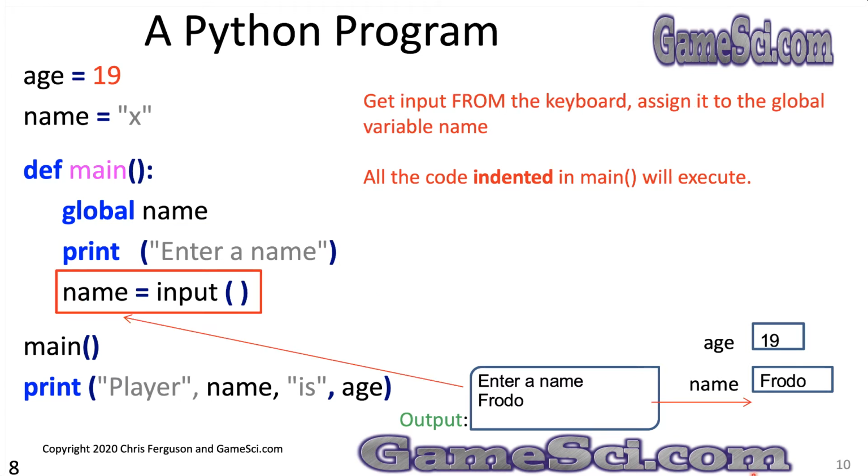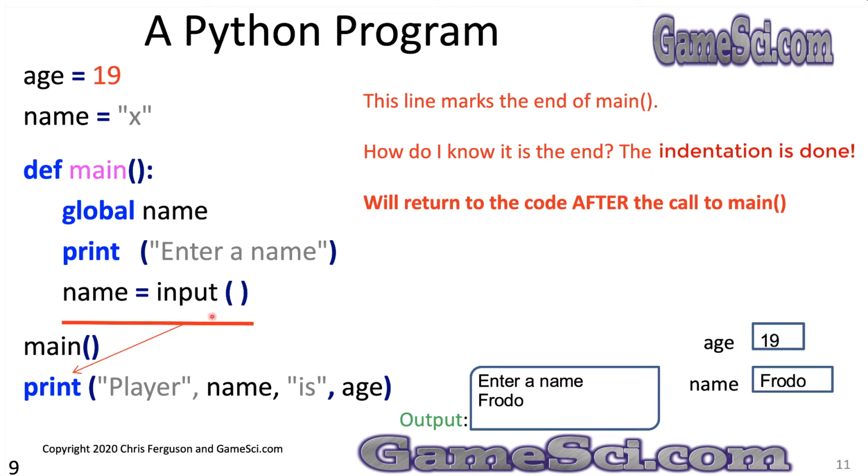Get input from the keyboard, assign it to the global variable name. Ask for keyboard input. Wait till someone types in a string, and they did. They hit the enter key, it will be assigned to the name variable, and you can see what they entered on the keyboard shows up in the name variable. That's what variables do. They store values for us so we can later retrieve them.